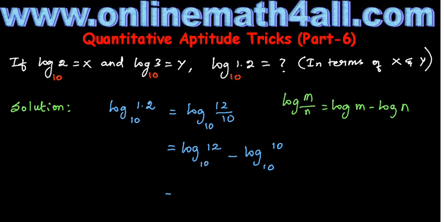And the next step, I'm going to write 12 as 2 times 3, because 2 times 2 is 4, 4 times 3 is 12. Here the students may have a question: for what reason do we write 12 as 2 times 3? Because when we see the information, we have been given values for log 2 and log 3. That is the reason I try to write 12 in terms of 2 and 3.